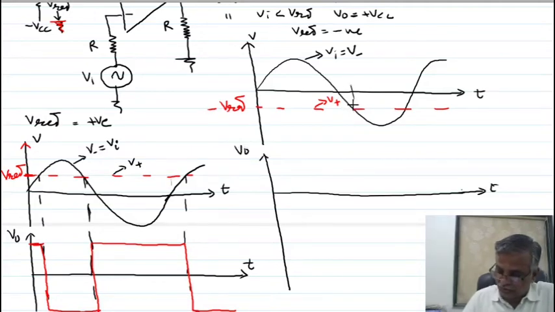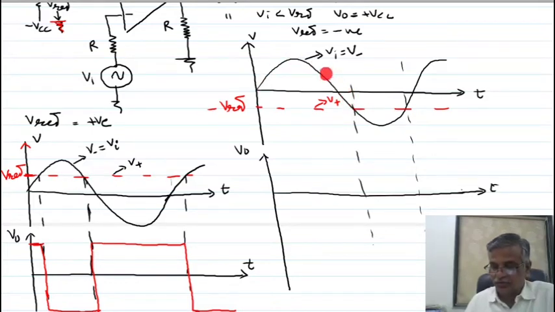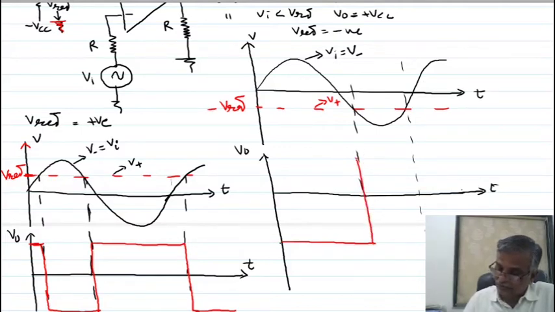So here I will show the intersection point of the input signal and the reference voltage. Look here, during this time this voltage is more than the reference, so the output is negative. So this is a negative voltage you will get. During this, the voltage at the positive terminal is more, so I can show it like this, at the positive VCC, plus VCC.